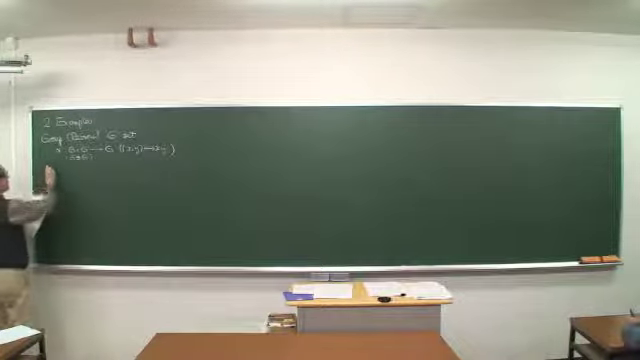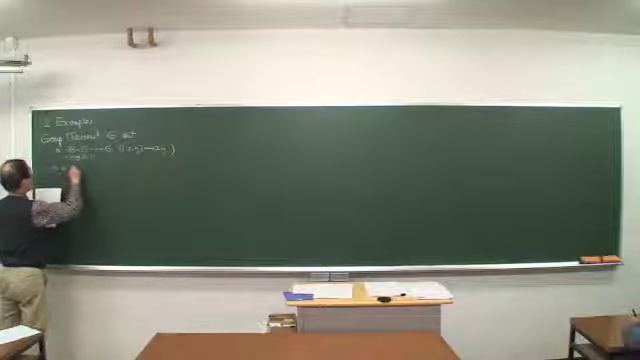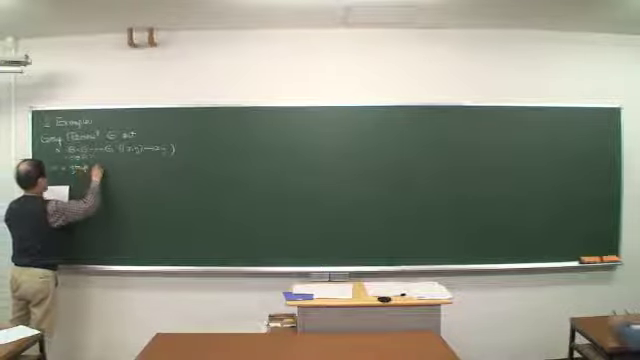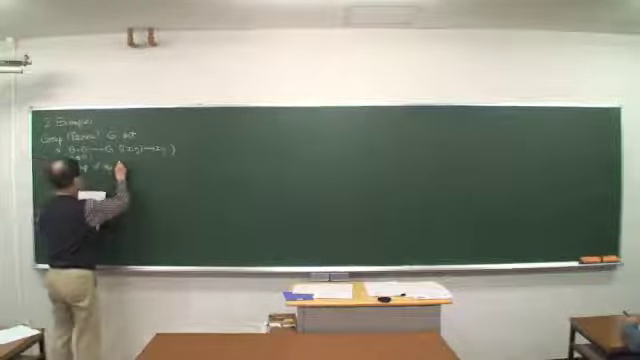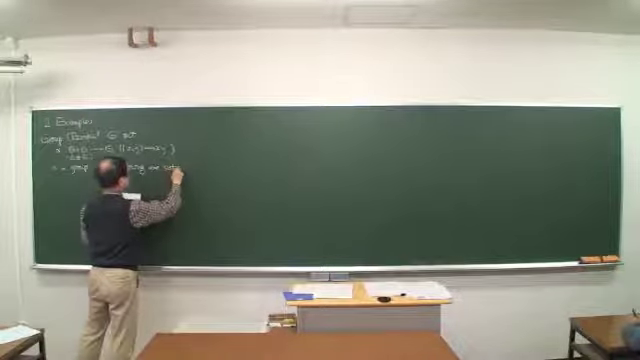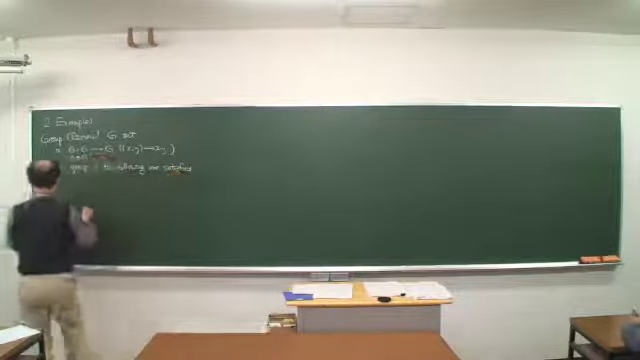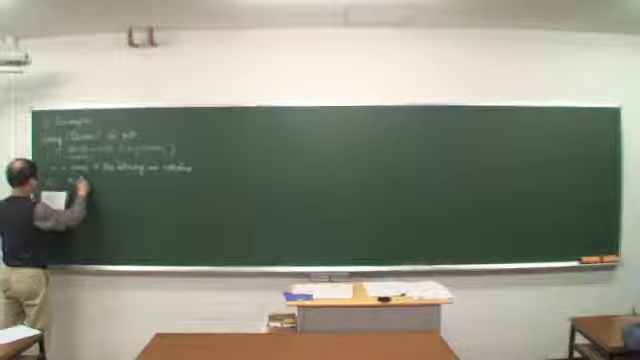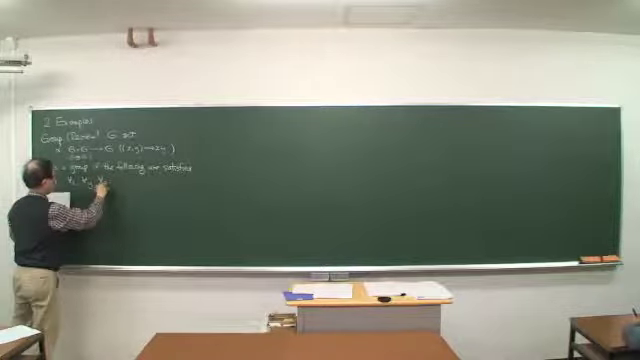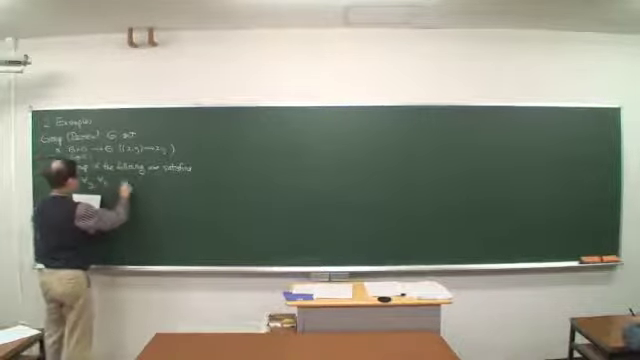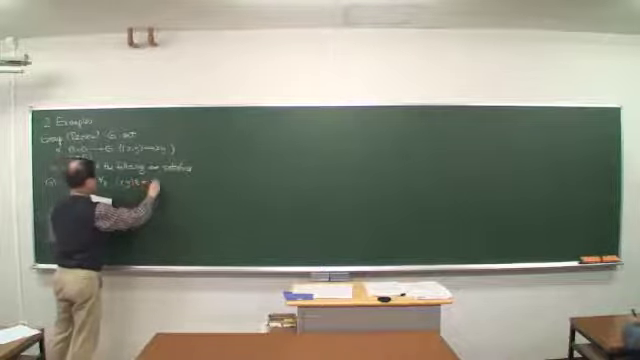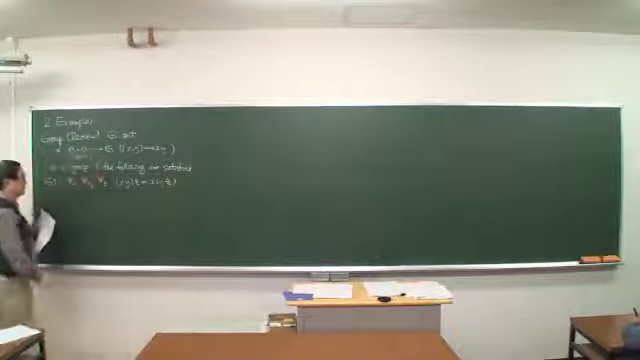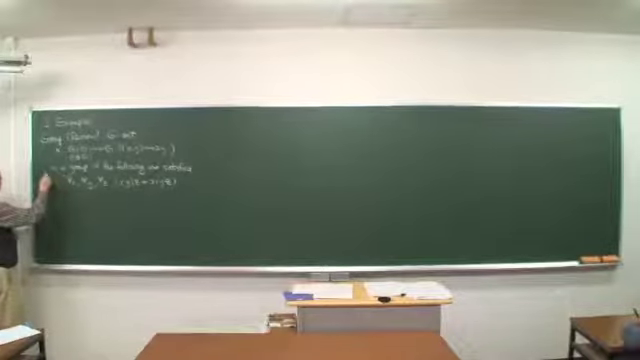G is a group if the following are satisfied. G1: for all x, for all y, for all z, (xy)z equals x(yz). We read this symbol as "for all."